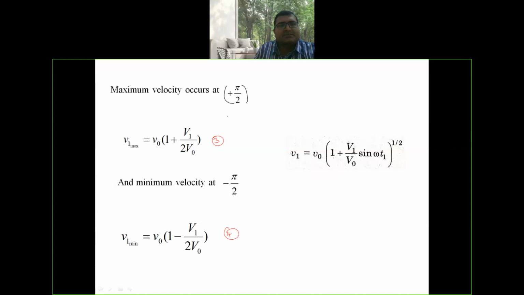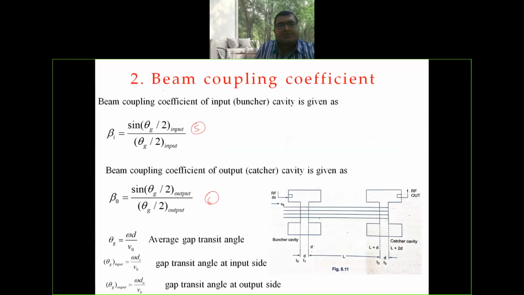Substitute in equation number 2, we get V1 max is equal to V naught of 1 plus V1 by 2 V naught. And minimum velocity occurs at minus pi by 2. Substitute minus pi by 2 in equation number 2, we get V1 minimum, that is V naught of 1 minus V1 by 2 V naught. The next is beam coupling coefficient.